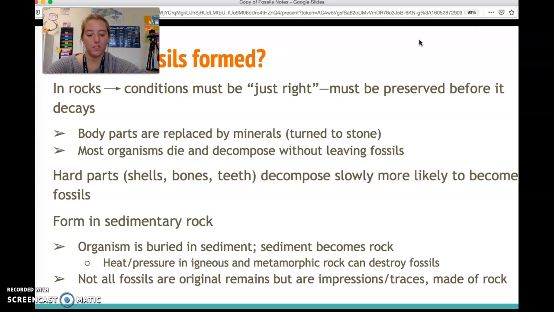Not all fossils are original remains, but impressions, tracks, made of rock. And I do believe we are going to talk about that. So this enters the part of your notes that doesn't have any blanks. For this, I would like you to highlight any word that is defined.